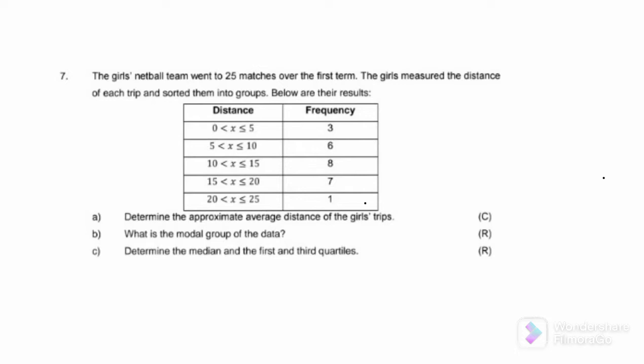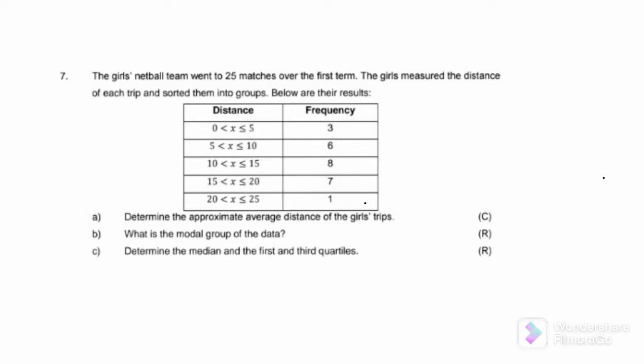Right, so the girls' netball team went to 25 matches over the first term. The girls measured the distance of each trip and sorted them into groups. Below are the results. So we have the distance column and the frequency column. Now, what you need to be aware of is that this information given here is grouped data. So the way you're going to find the mode, the median, and the mean is different from that of ungrouped data. So you need to be aware of that.